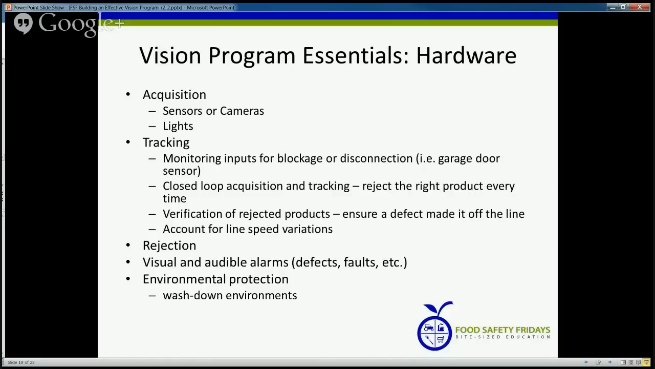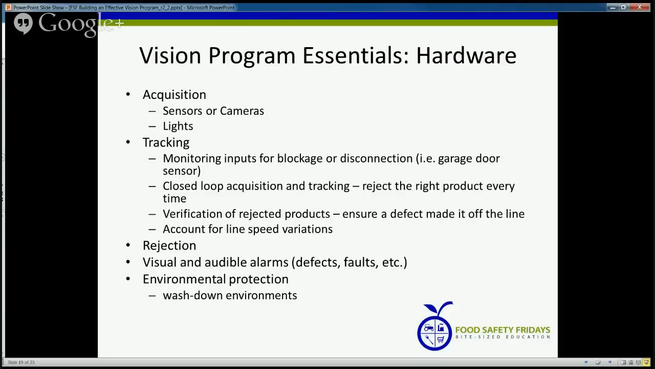Another thing to consider with tracking, monitoring inputs for blockage or disconnection. I mean, these are things that again, from having experience with implementing vision systems, these aren't things that get caught necessarily all the time at the very beginning. This is sort of like a garage door sensor that I'm talking about here. Are your inputs blocked? Are you even inspecting? Or has your trigger sensor, your sensor identifying where the products are on the line, has it been blocked? And is it operating correctly?